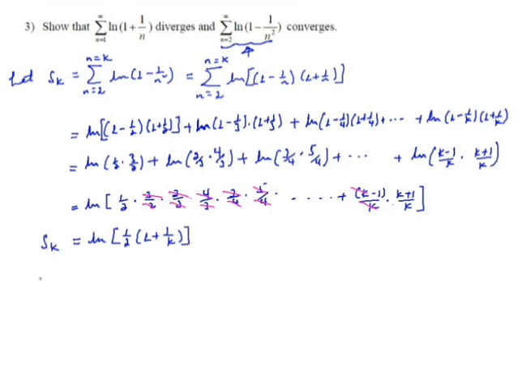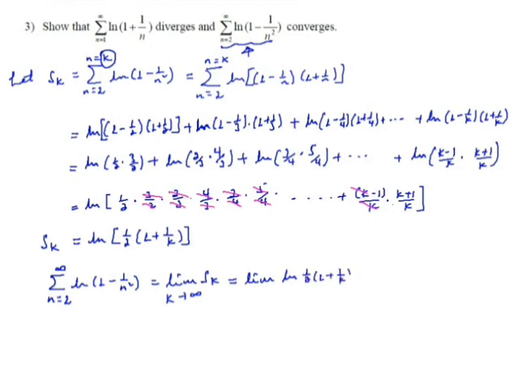So this is our partial sum. We know that the summation of the given infinite series ln of 1 minus 1 over n squared is the same as the limit of the partial sum as k goes to infinity. So this is the same as the limit of ln of 1 over 2 times 1 plus 1 over k as k approaches infinity. This becomes ln of 1 over 2, or negative ln 2. Therefore the given series converges. Ln of 1 minus 1 over n square converges.